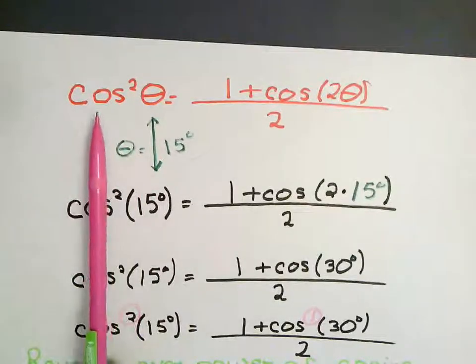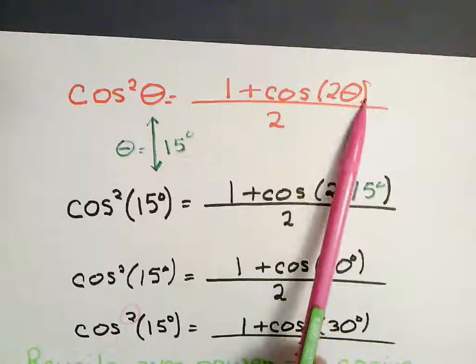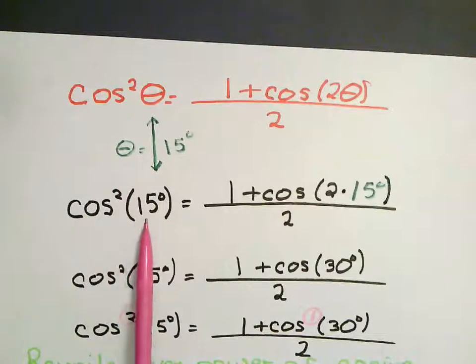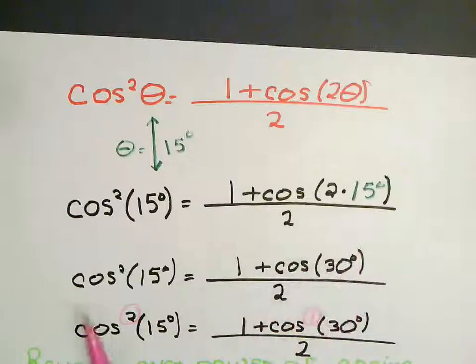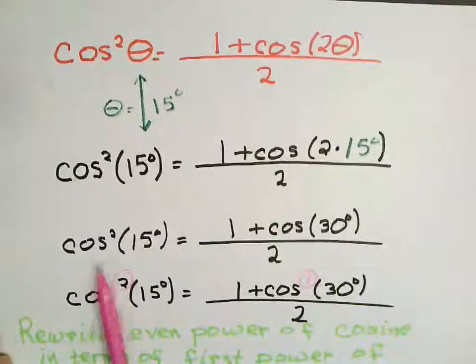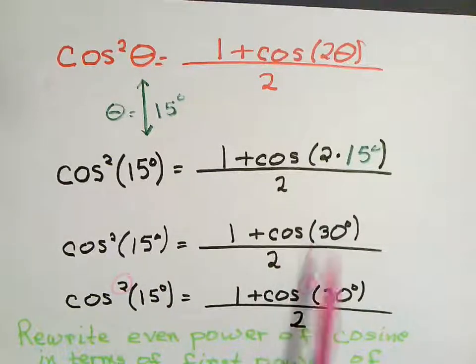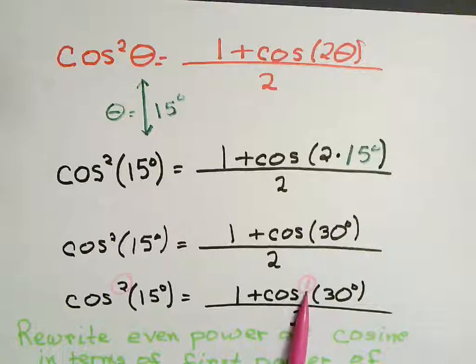If I have the cosine squared of theta is equal to 1 plus cosine of 2 theta divided by 2, and here theta is equal to 15 degrees, so I'd have to set 2 times 15 degrees. And I would have cosine squared of 15 degrees is equal to 1 plus the cosine of 30 degrees divided by 2. Here I have an even power of cosine that has been rewritten as a first power of cosine. An even power rewritten as a first power.